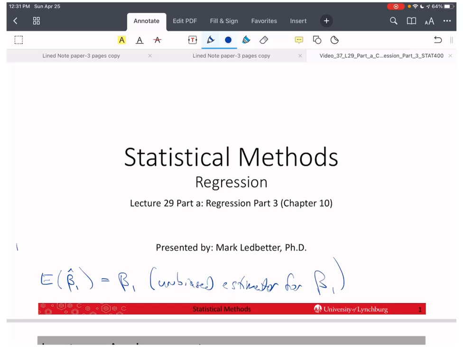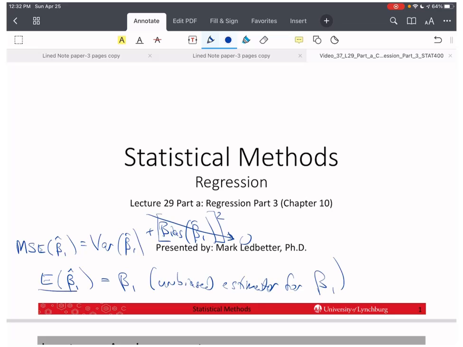Remember that the MSE of beta 1 hat would be equal to the variance of beta 1 hat plus the bias of beta 1 hat quantity squared. Since the bias is zero, because these two values are the same, then the MSE of beta 1 hat is simply the variance of beta 1 hat. So let's go ahead and get started.